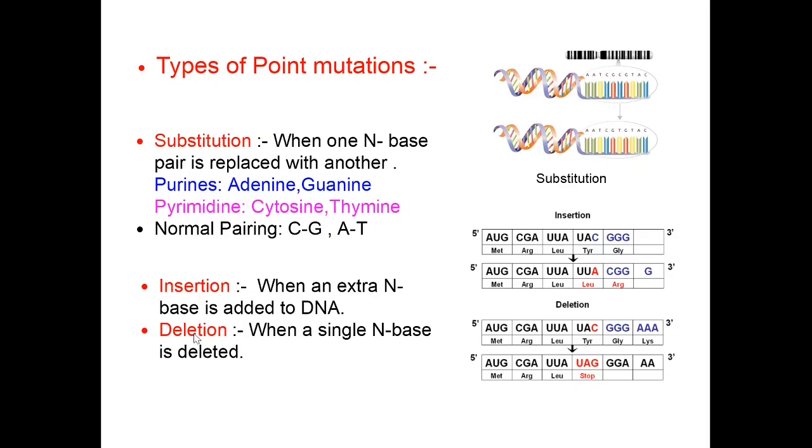And now the deletion. When a single nitrogen base is deleted, look at the picture here. Cytosine is deleted. Now UAG, the G comes from this triplet code to here, and UAG is the stop signal, the stop codon, hence no further formation of amino acid or protein takes place. So these are the different types of point mutations.